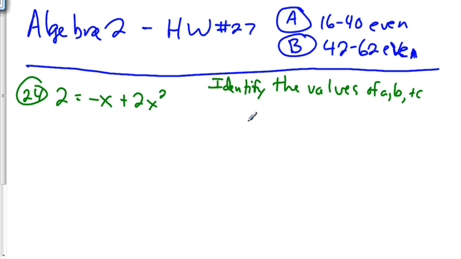Part A is 16 to 40 even. Part B is 42 to 62 even. I'm going to pick a few of these problems to go through so you guys can check these. Hopefully you get it as you're working on it.